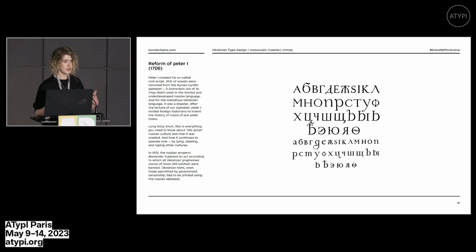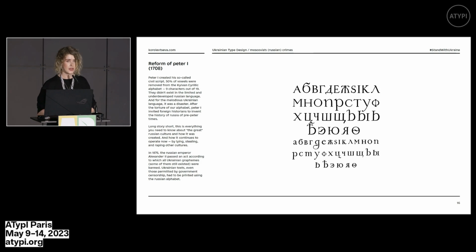But Moscovia, they didn't have a unified alphabet to use. So Peter I was asked to look at the South Slavic system, which existed in Kiev at that time, and he created the so-called civil script. A lot of letters were removed because they didn't exist in the Russian language, but they were in the Ukrainian language. That's everything you should know about this part of history.